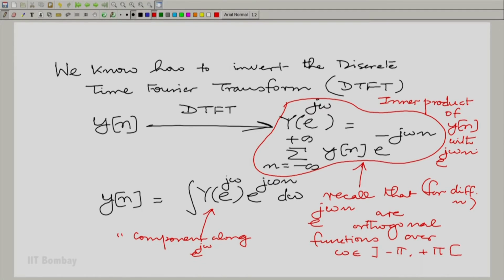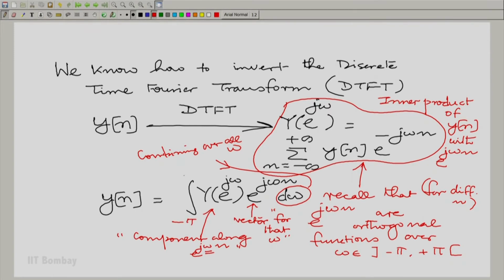We are multiplying the component along e raised to the power j omega n, but now you are thinking of it as the dimension being indexed by omega, not n. There is a little tricky issue here, and you are multiplying by a vector for that omega and combining over all omega. We need only go from omega equal to minus pi to omega equal to plus pi. And we bring in a factor of 1 by 2 pi essentially for the purpose of normalization. So, this was the inverse.